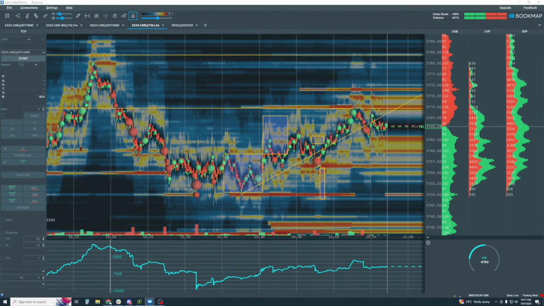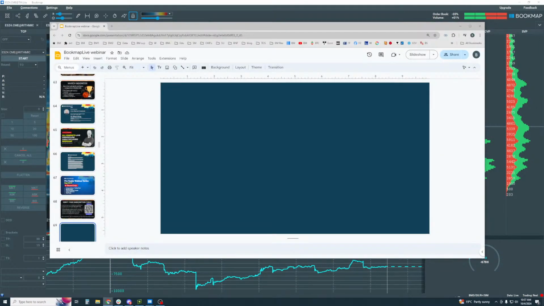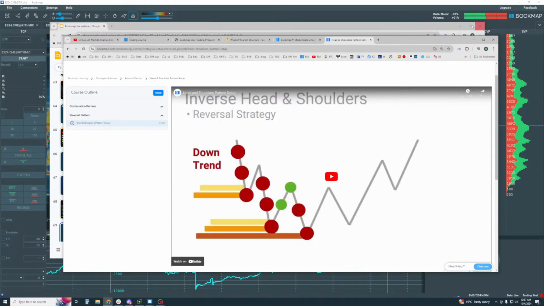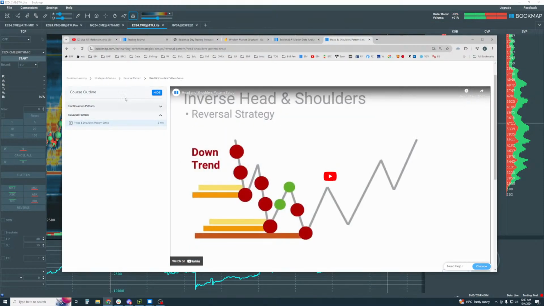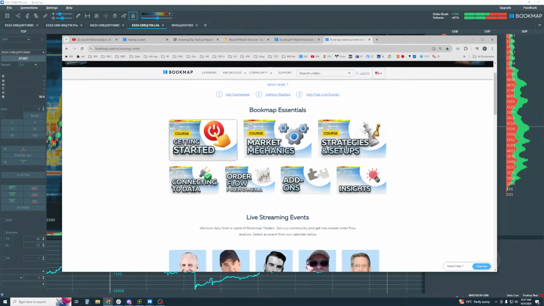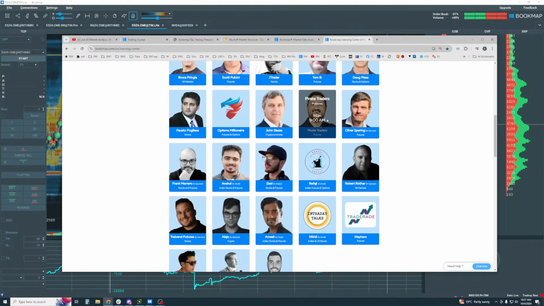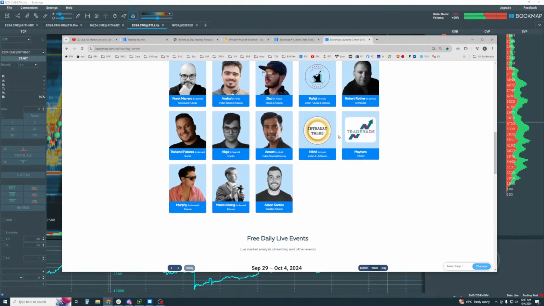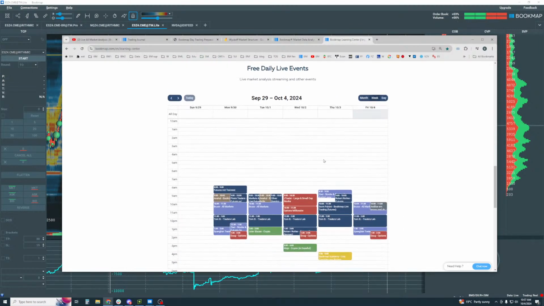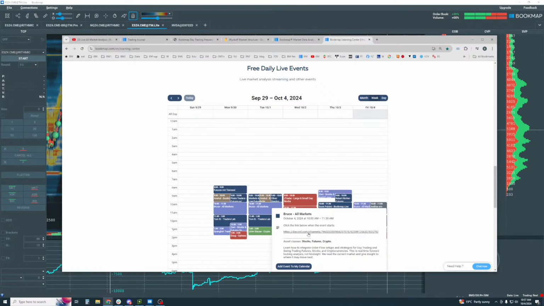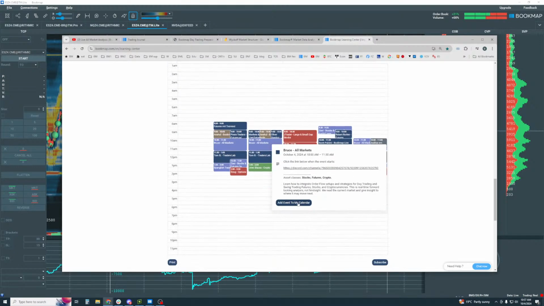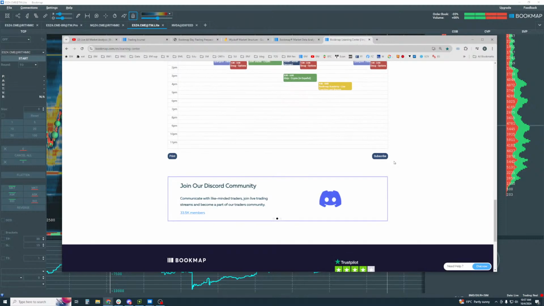Another thing in the Learning Center I think you'll find helpful. Let's go back, and that is back here. Every day there are several live streaming events. These are all our streamers, as you can see. You can go down to the calendar and click on the event. For example, this event today is the All Markets webinar. You can sign up here in Discord and add it to your calendar for a reminder, etc.